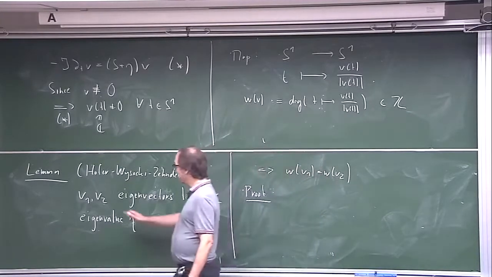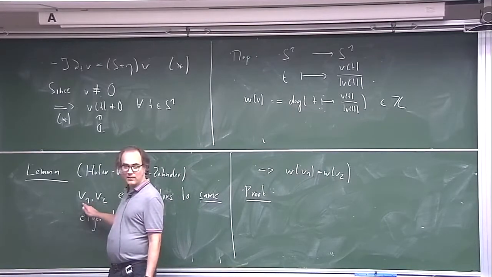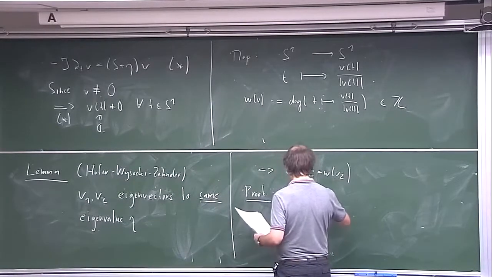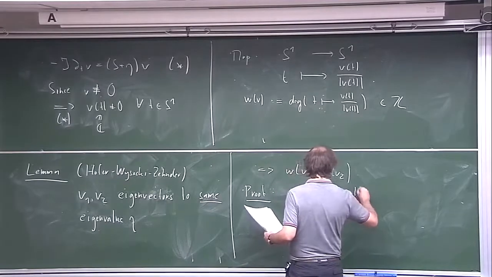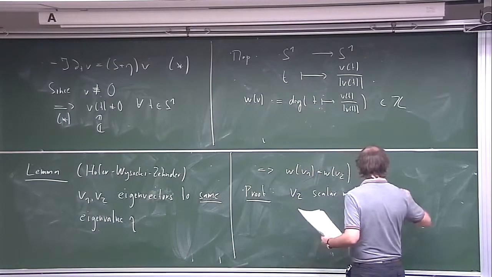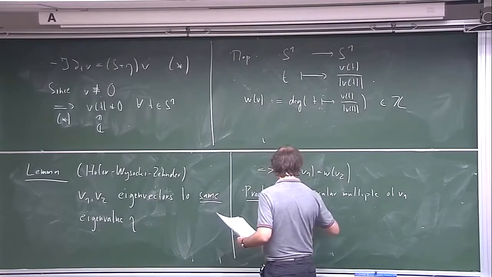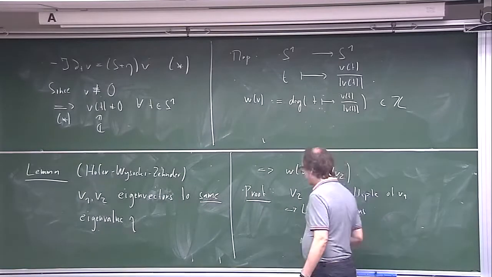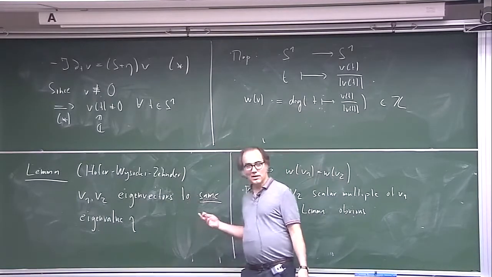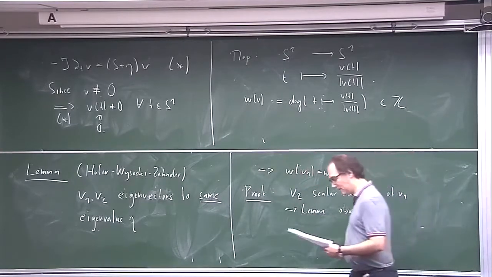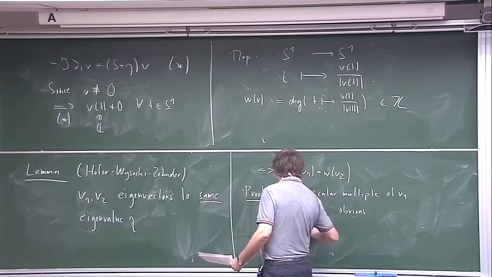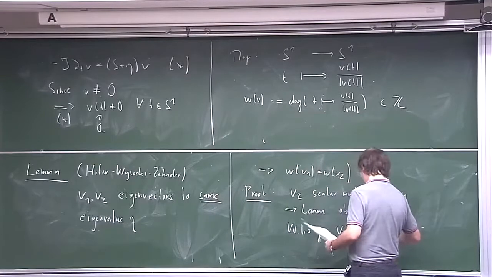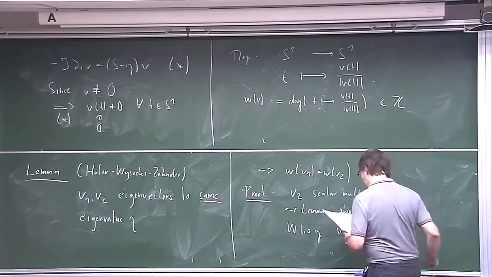If V2 is just a scalar multiple of V1, then the lemma is obvious. Therefore we can assume without loss of generality that these two eigenvectors are linearly independent.